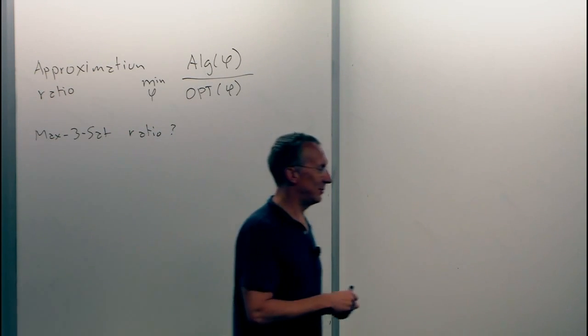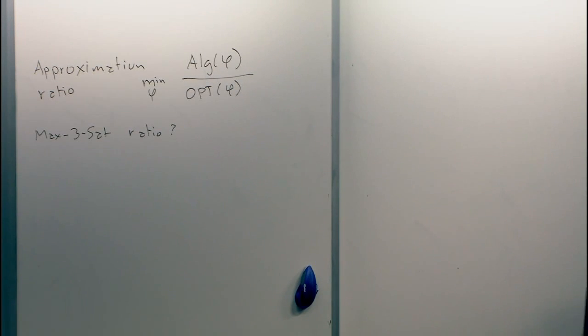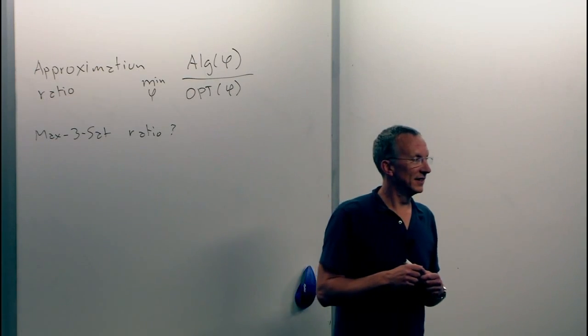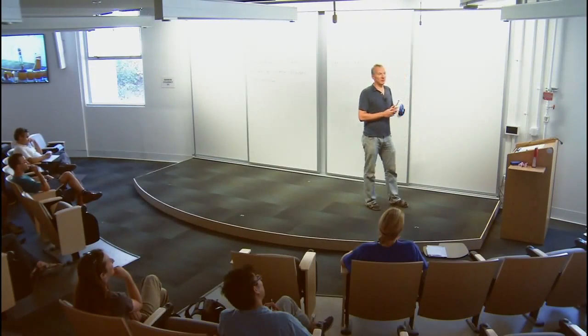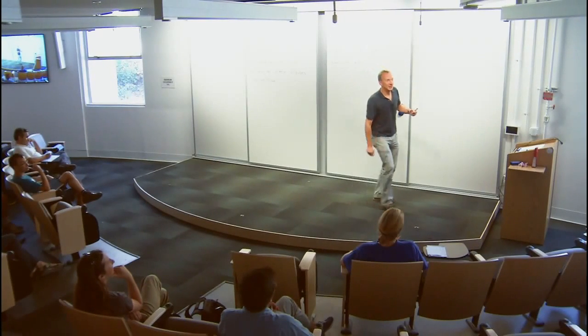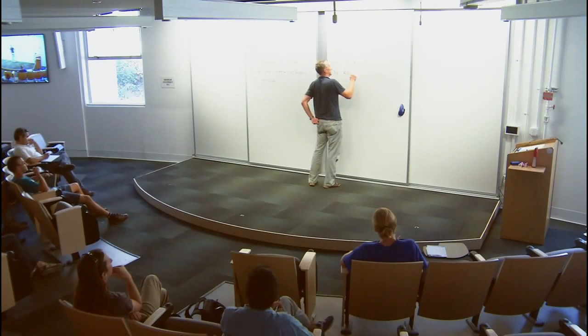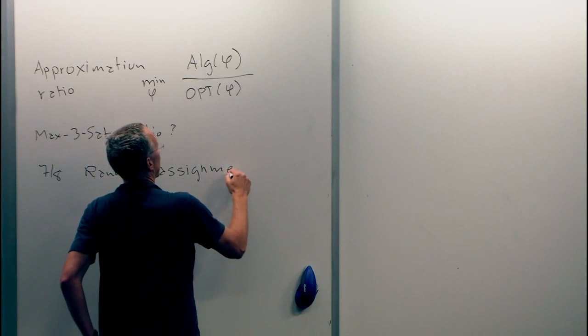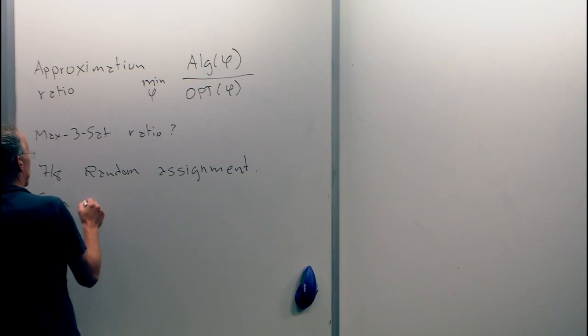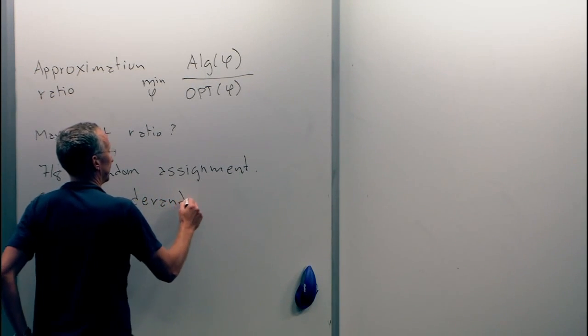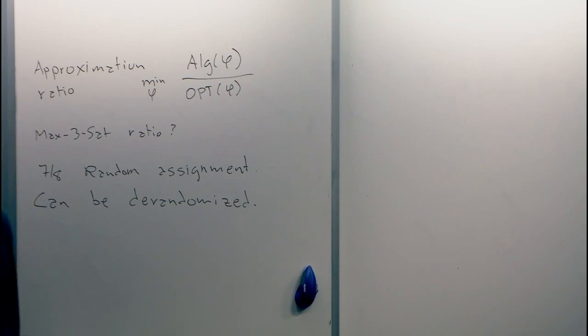That's a good one, yes. 7/8. 7/8, yeah, why? If not all the variables are the same in the clause, then the expectation is 7/8. Yes, you can do it in expectation. Can you do it deterministically? Yes, with the method of conditional expectations. Okay, good. So 7/8, by random assignment, and it can be de-randomized. Just to repeat this, if you pick these three variables randomly, the probability that they're all false is 1/8, so on average you'll satisfy 7/8 of the clauses, and the optimum will never do more than all of them, right? So you get 7/8.